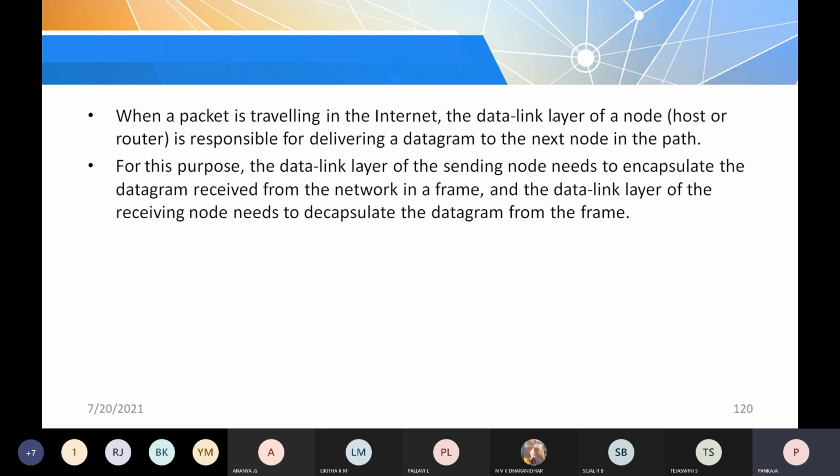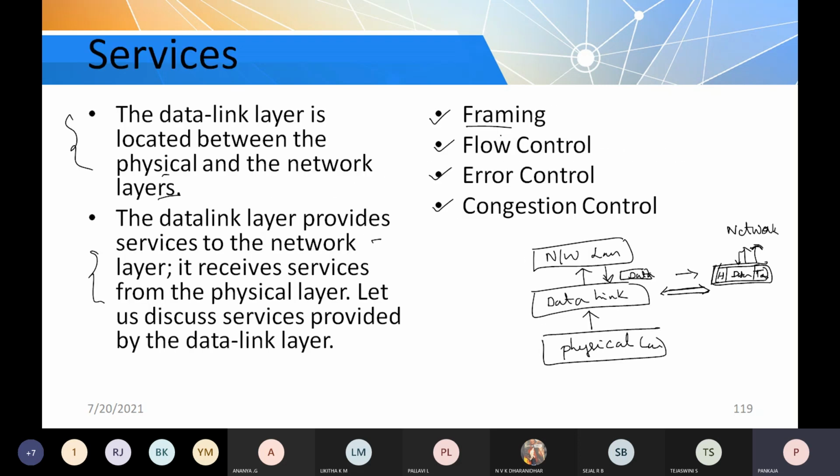Just know the services, and you should be able to elaborate what framing is, and the meaning of flow control, error control and congestion control. Congestion control is with respect to congestion in the network, but in most protocols it is implemented at the transport layer. You can skip congestion control and concentrate on these three services.